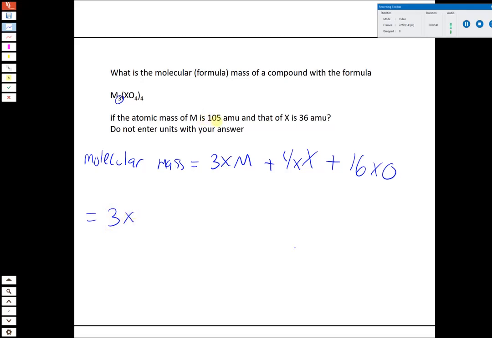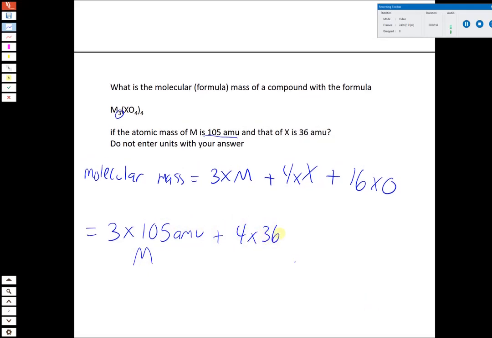So the atomic mass of M is 105. We're told that directly in the problem. It's a fake element, so you have to be given that. So that's the contribution from M. For X it's 36. So that's the contribution from X.